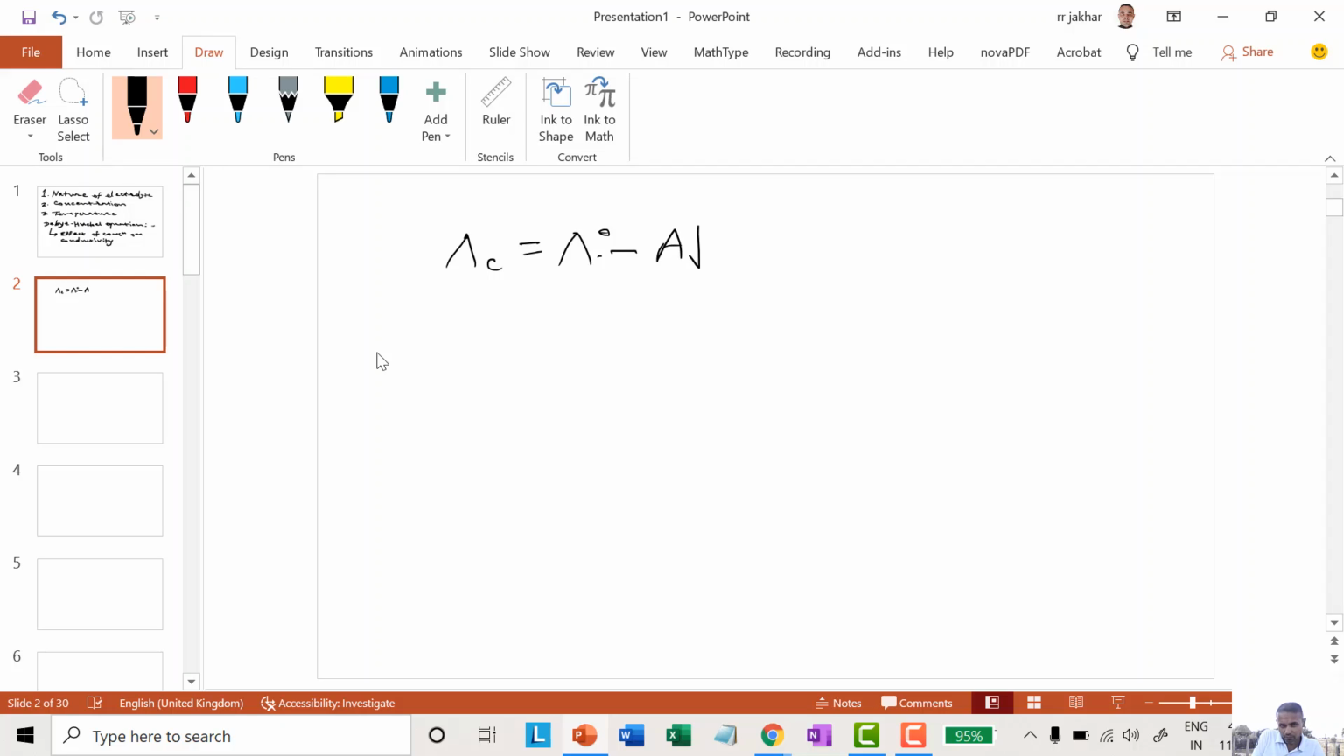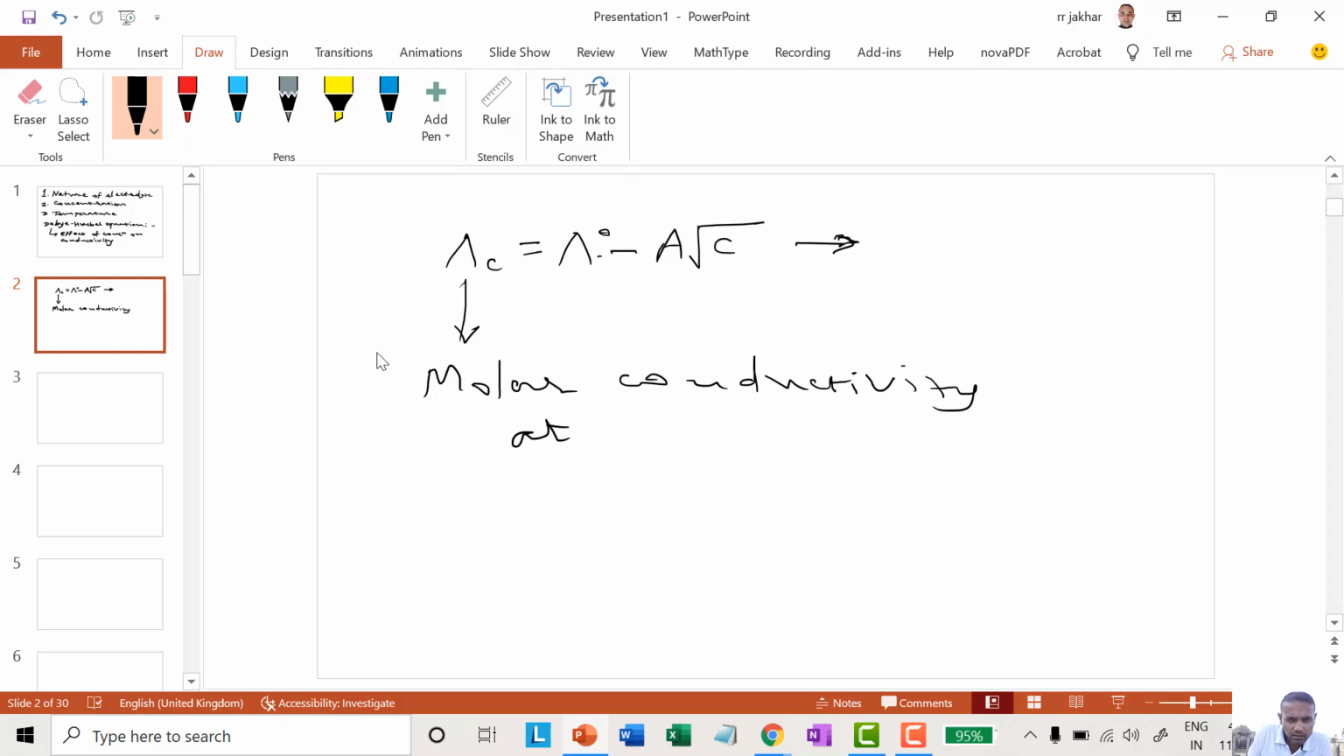This equation is known as Debye-Huckel equation, and one more name we use for this is Debye-Huckel-Onsager equation also. This equation is valid accurately for strong electrolytes and approximately for all electrolytes. First of all we write the names of the symbols we are using. This is known as molar conductivity at a given concentration C, at concentration C mole per liter.